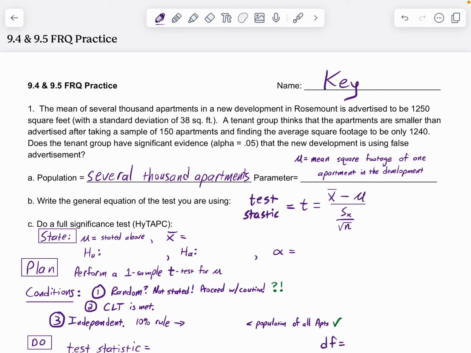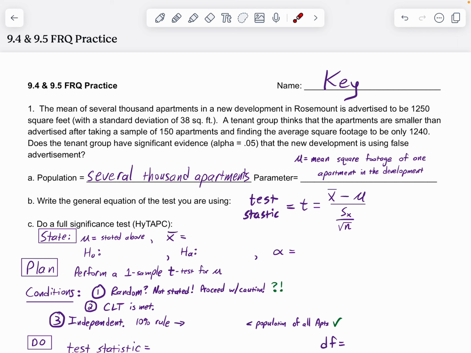All right, here we are, middle of chapter 9. This is the 9495 FRQ practice with just two FRQs for us. These are both going to get into one sample t-tests for mu. Let's just dig in. We've got the first one, which is about apartments in a new development in Rosemount.